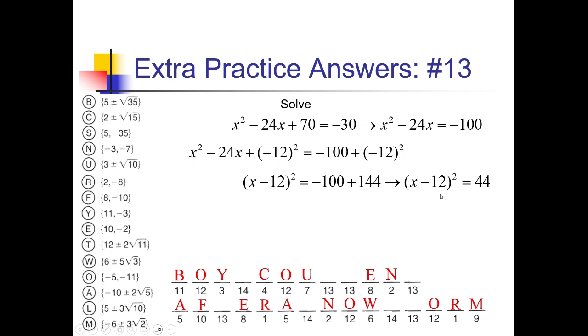Square rooting both sides, I've got x minus 12 on the left, and then plus or minus square root of 44 on the right. Now 44, I can break that up into 4 times 11, because 4 is a perfect square. So let me get x by itself now. Add 12 over to the right side, and then I've got plus or minus 2 radical 11. So 12 plus or minus 2 radical 11, that's a T.